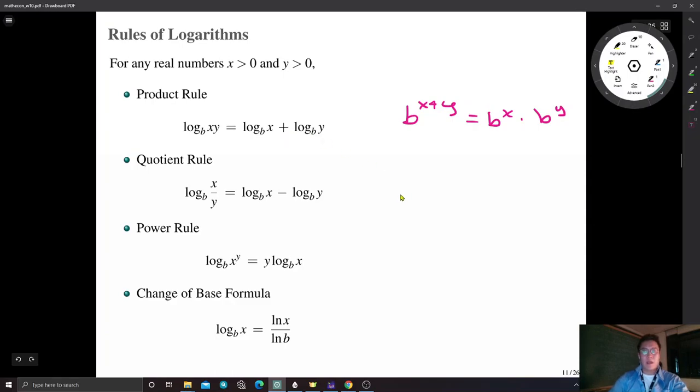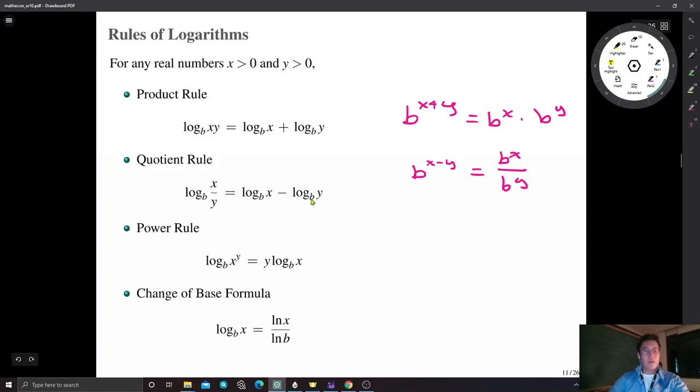And then in the exponential function, b to the x minus y is b to the x divided by b to the y. So in the exponential function, difference becomes division, and in the logarithm, division becomes difference. So log of x over y is equal to log of x minus log of y.